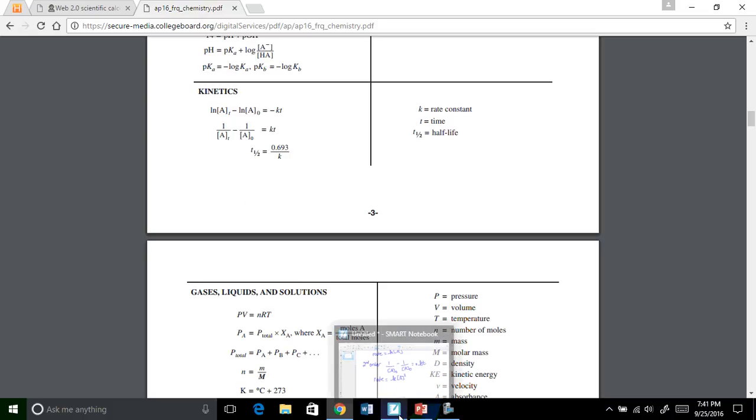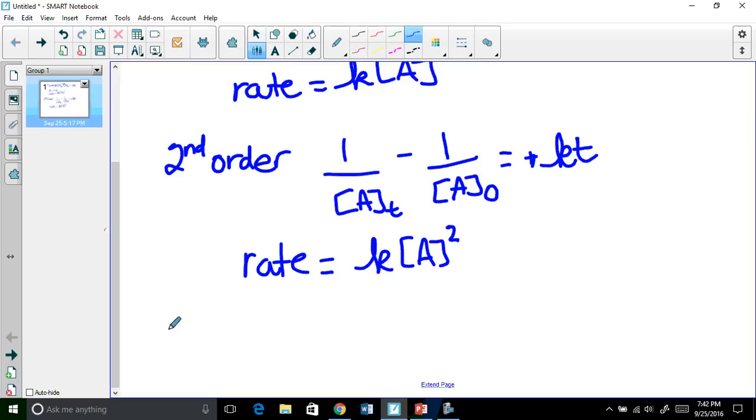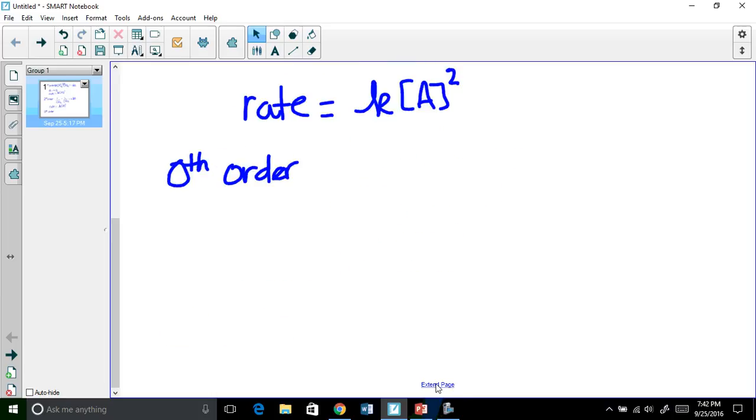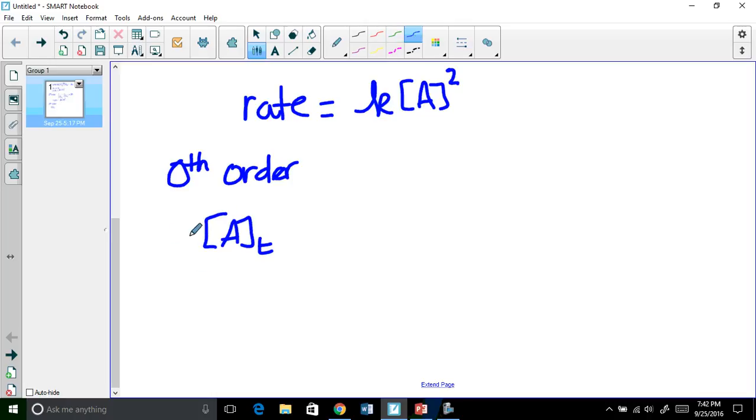Now, in some applications, this is weird. I don't know why they give it to you, but they also want you to do zeroth order, and I think that is the weirdest word ever. Zeroth order looks just like first order except for the ln. So let me grab this pointer and extend this page. Zeroth order is you take the concentration of A sub T, not the ln, just the plain old concentration, minus the concentration of A sub 0 equals negative KT.